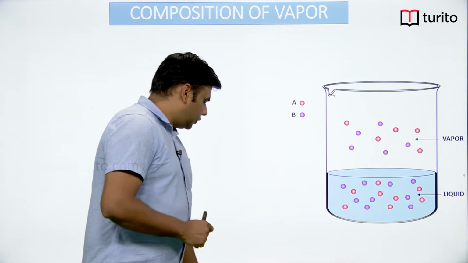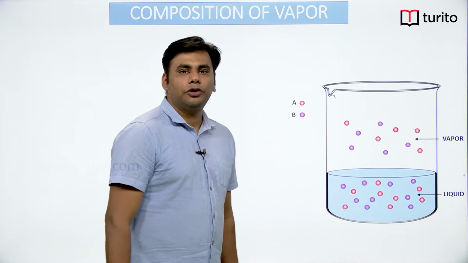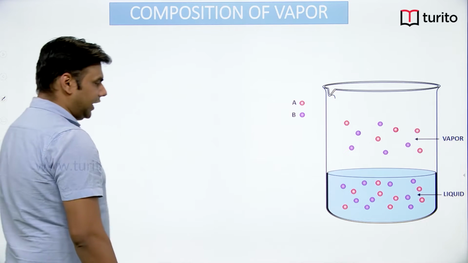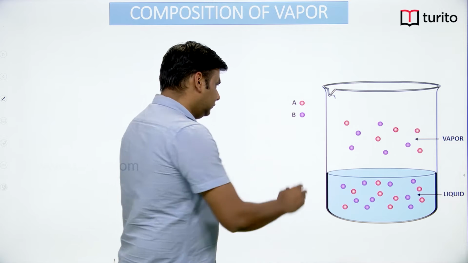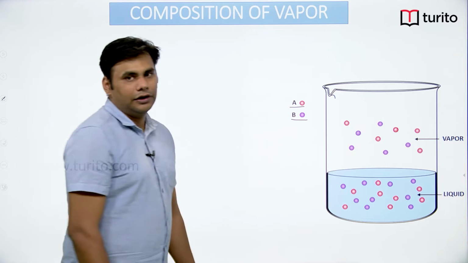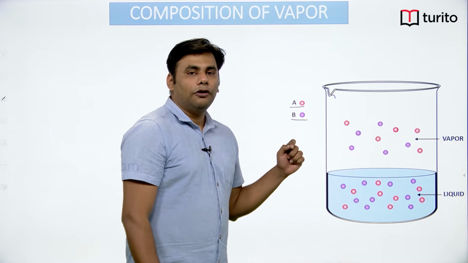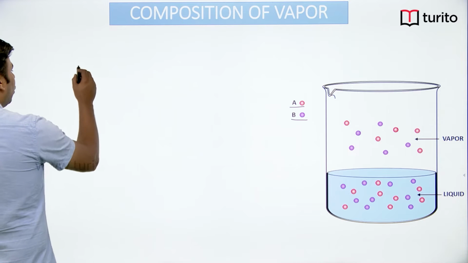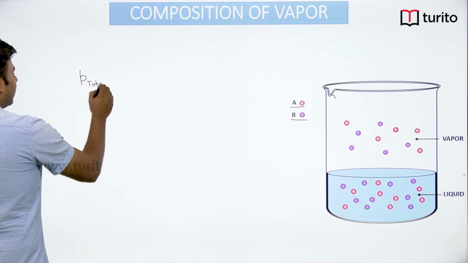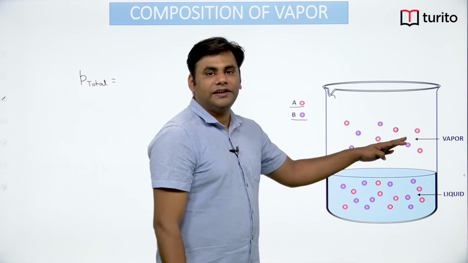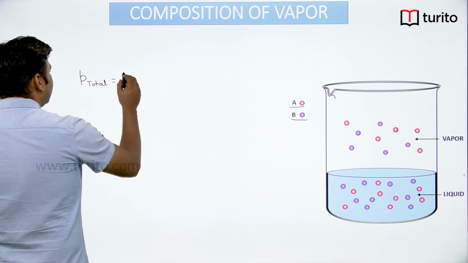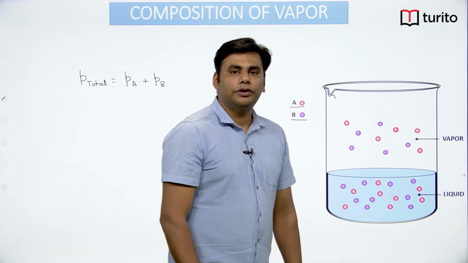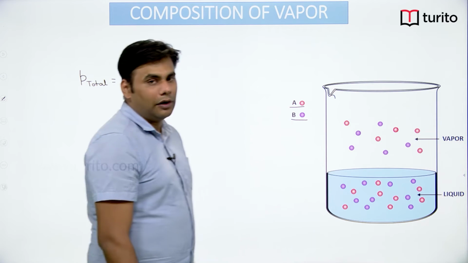In yesterday's class, we were saying that suppose we have a binary solution in which both the components are volatile. As you can see, this has two components, one which is A and the other which is B. Because both components are volatile, both of them will form vapor. So the total pressure over the solution would be the sum of the partial pressures of the individual vapors, that is, the vapor pressures of A and B.